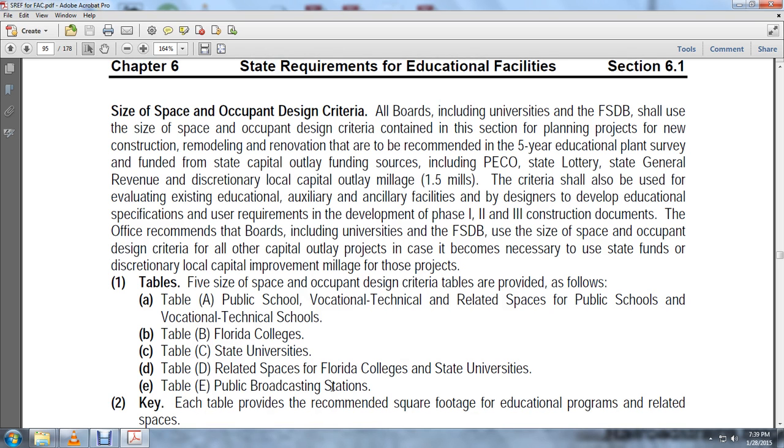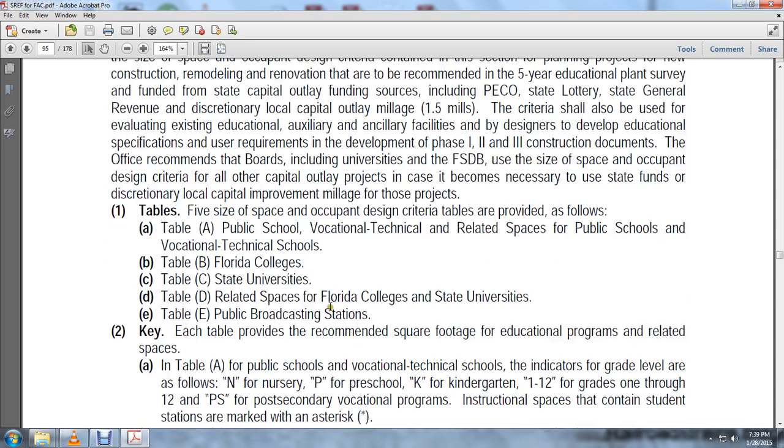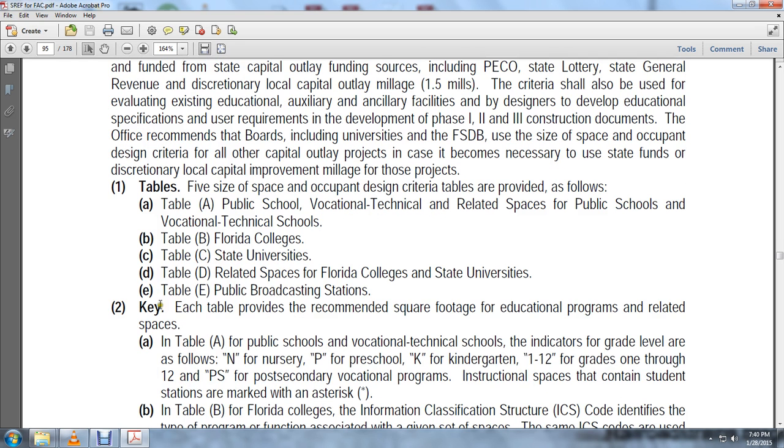I will not be reading A, B, C, D, or E for the tables to you because they should be more used as a reference. They're looking for square footage, and each table provides a recommended square footage for educational programs and related space. In Table A, the public school and vocational technical school indicate the grade level as follows: N for nursery, P for preschool, K for kindergarten, 1 through 12 for grades 1 through 12, and PS for post-secondary vocational programs. Instructional spaces that contain student stations are marked with an asterisk.